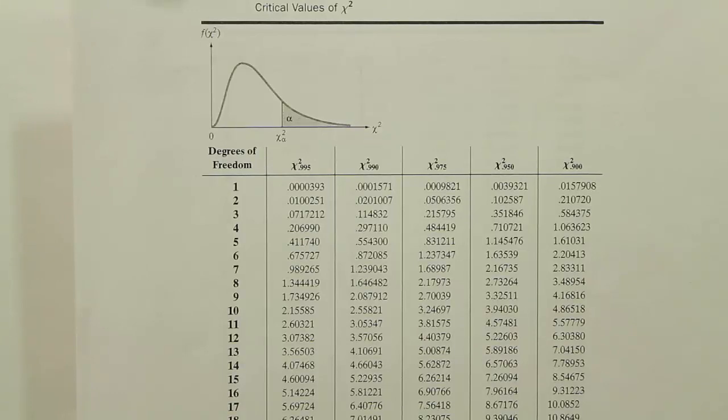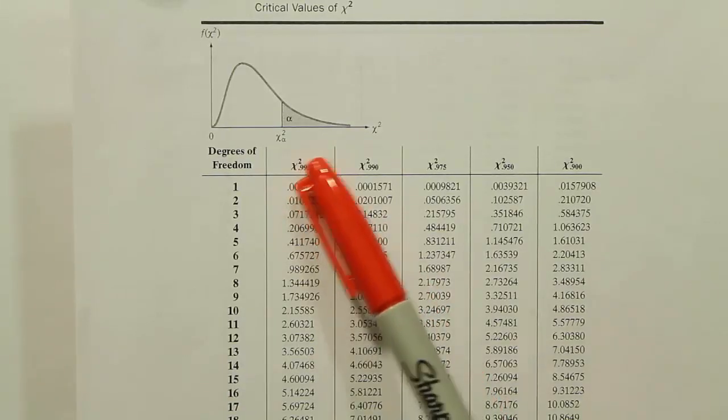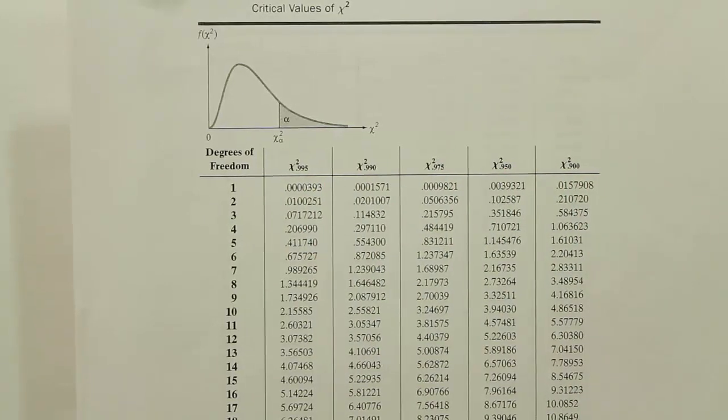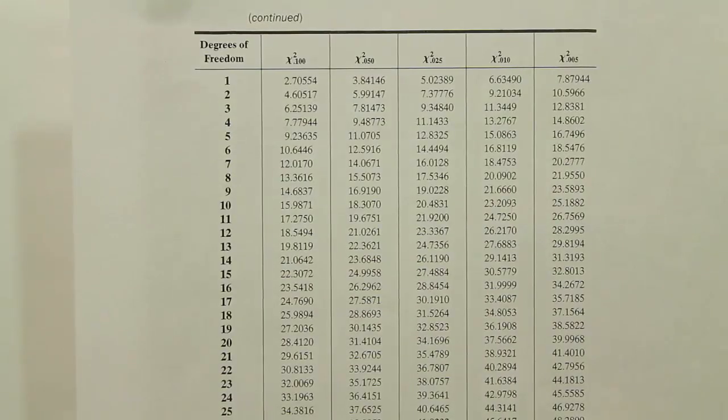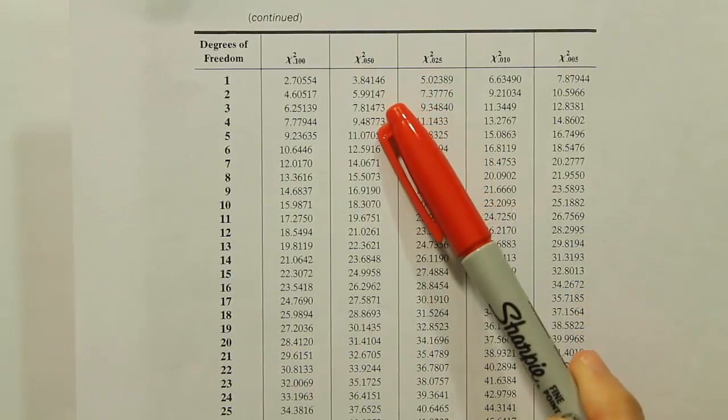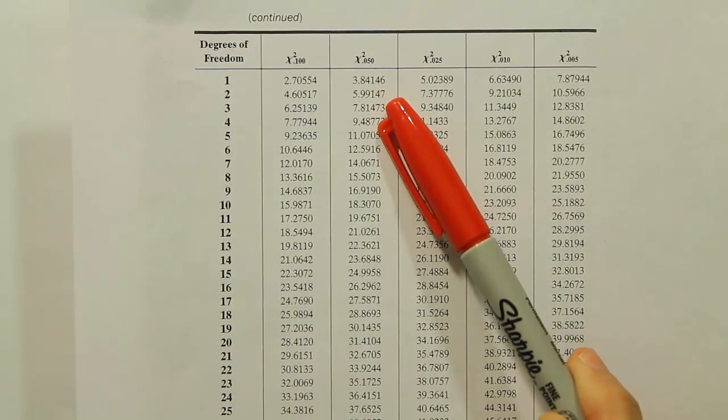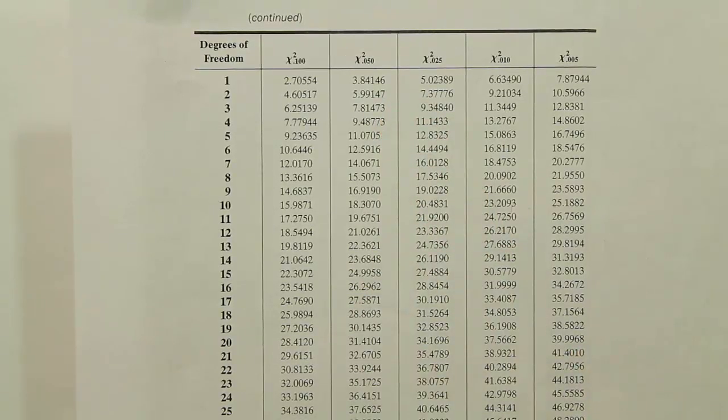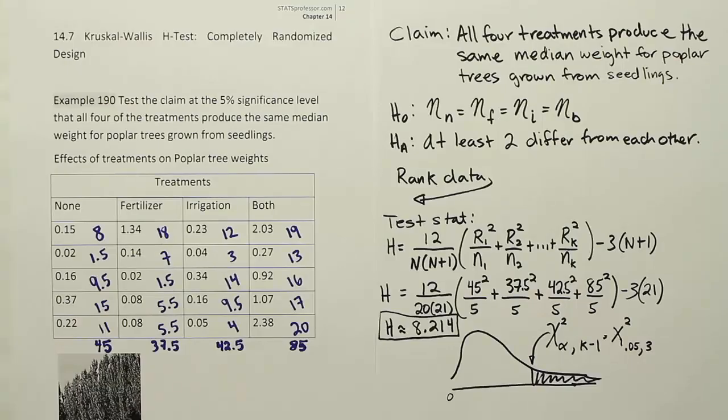Okay, so we're at our chi-squared table. We're looking for the 0.05 column with 3 degrees of freedom. That's not any of these values, so we're going to go to the second page of the table. And we find 0.05 with 3 degrees of freedom gives us 7.81473. So that's our critical value.